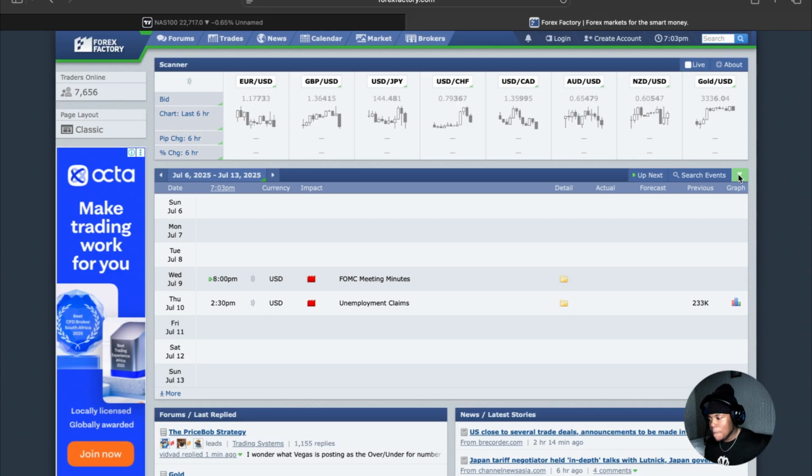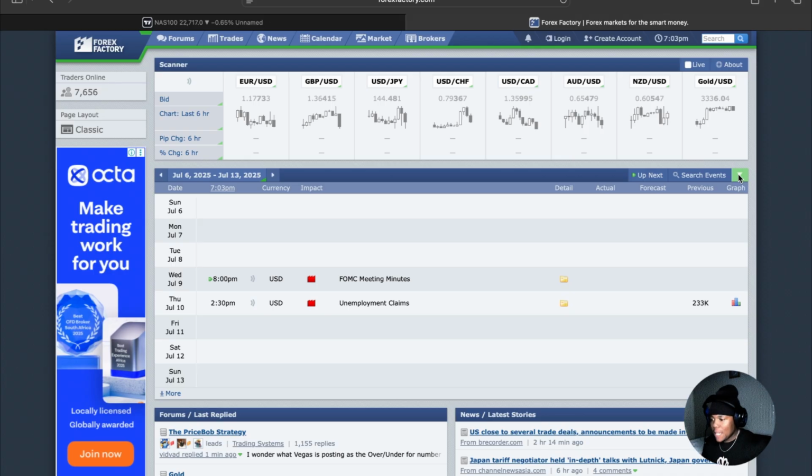So on Wednesday we have the FOMC meeting minutes, which is at 8 o'clock. I'm not going to be investing too much time on this fundamental as it doesn't give me that volatility I need. I prefer trading the FOMC that is released with the interest rates and also the press conference. But when it comes to this one that is just the FOMC meeting minutes, it doesn't have that volatility. But of course I am going to be monitoring it and see how it affects the market.